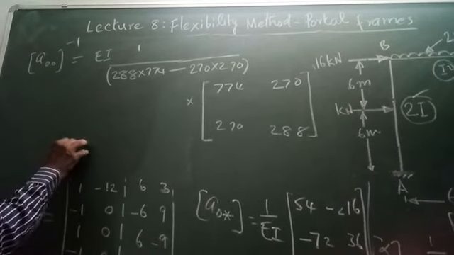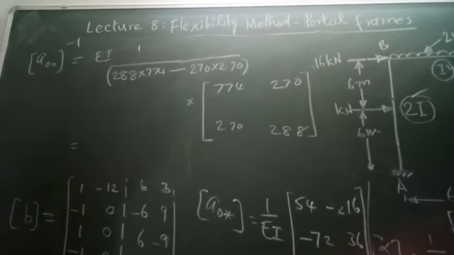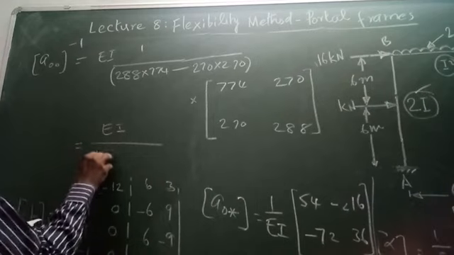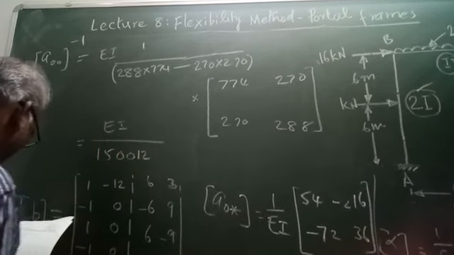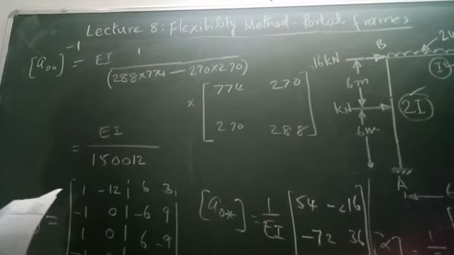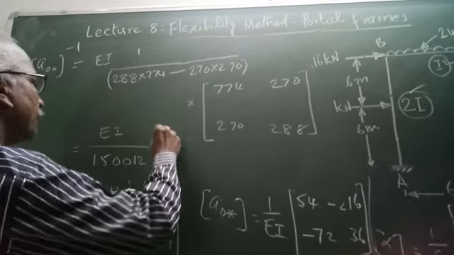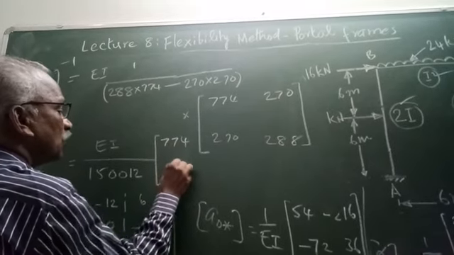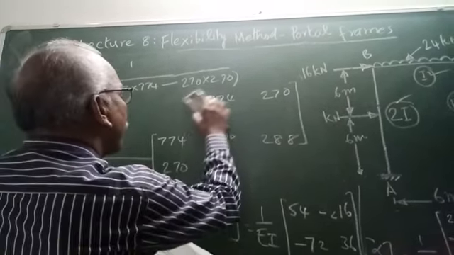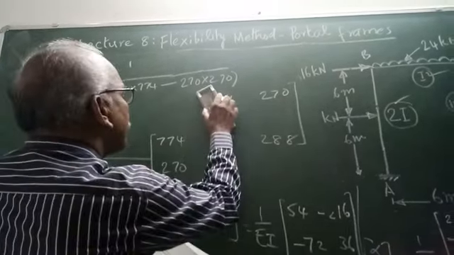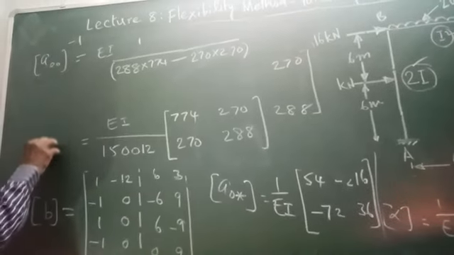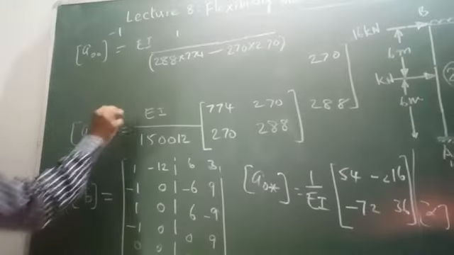Therefore, A naught naught inverse is equal to EI by the determinant into this matrix: 774, 270, 270, 288. This is A naught naught inverse.